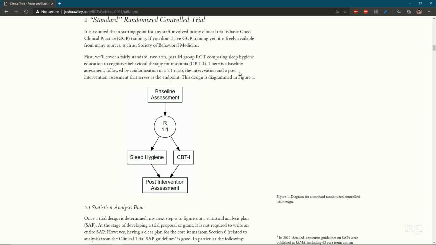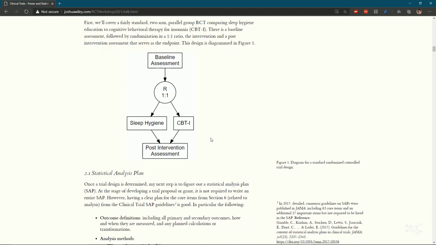So to begin with, let's talk about a fairly standard two-arm parallel group RCT. For this example, we'll say that we're going to compare sleep hygiene education to cognitive behavior therapy for insomnia, CBTI. We assume that there's a baseline assessment followed by randomization in a 1-to-1 ratio, that is, equal number of people in both groups, the intervention, and a post-intervention assessment that serves as the endpoint. This trial design is diagrammed here in Figure 1. The circle for R indicates when randomization occurs, and the 1:1 indicates that this is happening in a 1-to-1 allocation ratio. Everybody completes baseline, is randomized to the two groups, then everyone completes the post-intervention assessment.